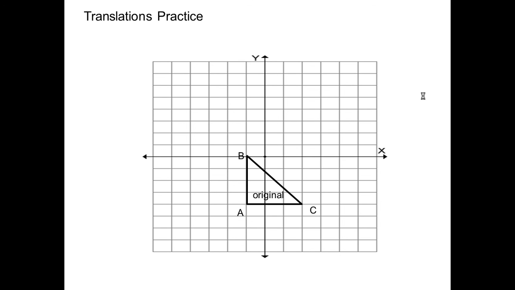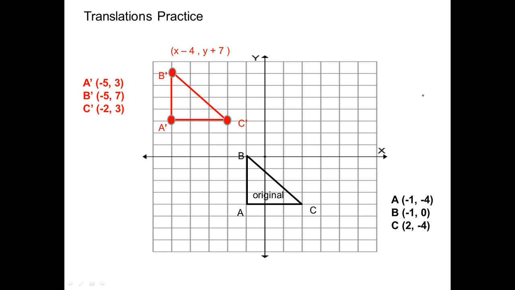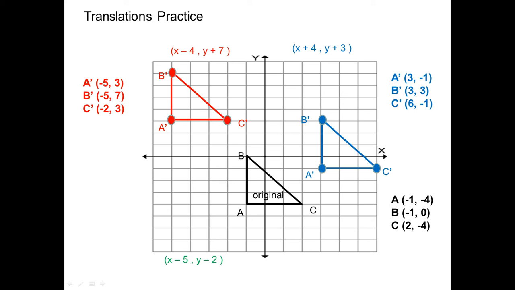We have one more practice session using the triangle. Here are our original ordered pairs. I want you to translate this one, x minus 4, y plus 7. Take a moment, pause the video. Let's see how you did. Your next one is x plus 4, y plus 3. Take a moment, pause the video. Let's see how you did. And then a third one, x minus 5, y minus 2. And each time you're translating the original figure.